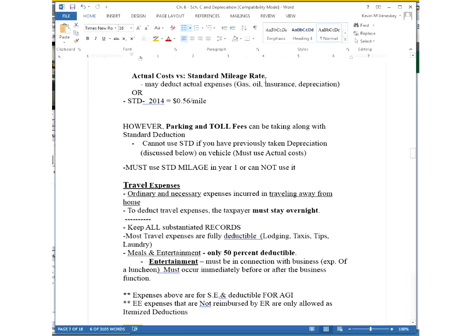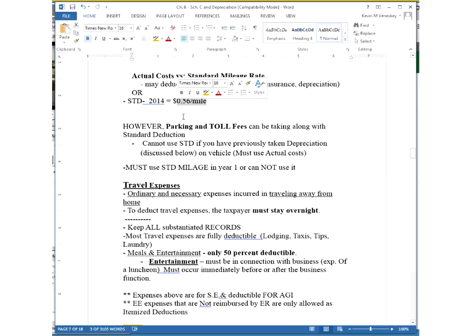Actual cost versus standard mileage: you're going to find that, and I'm not real good at estimating percents, but at least 75%, maybe higher, of the time, using the standard mileage rate is going to be easier and actually be more effective for cost reasons. You're going to get more of a deduction.